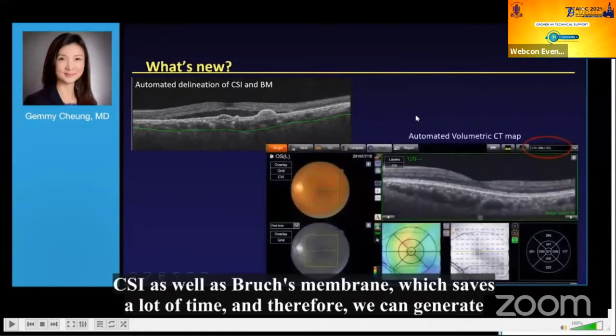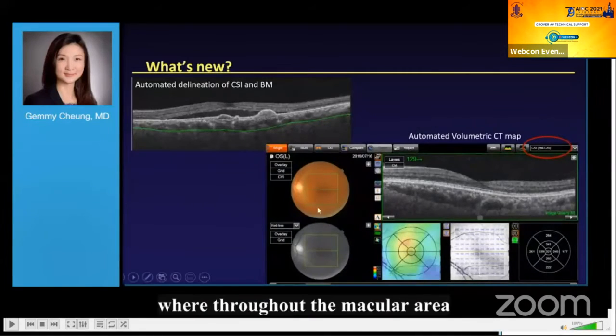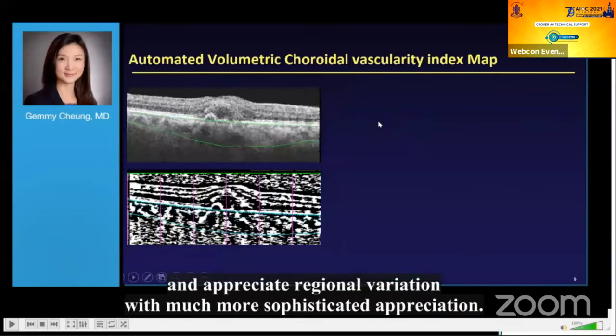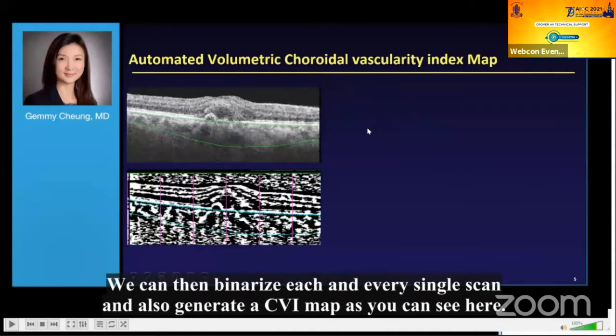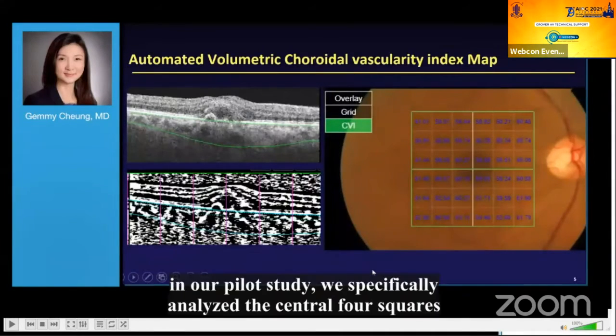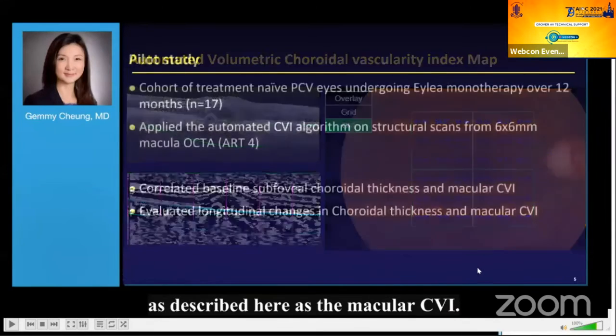of time, and therefore we can generate an automated volumetric choroidal thickness map throughout the macular area and appreciate regional variation with much more sophisticated appreciation. We can then binarize each and every single scan and also generate a CVI map, as you can see here. In our pilot study, we specifically analyzed the central 4 squares as described here as the macular CVI.